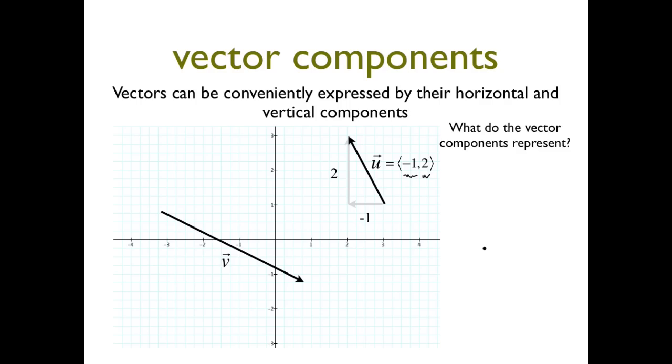So I want you to meet the person next to you and have a 30-second conversation. What does -1 mean about the vector u? What does the number 2 mean about the vector u?